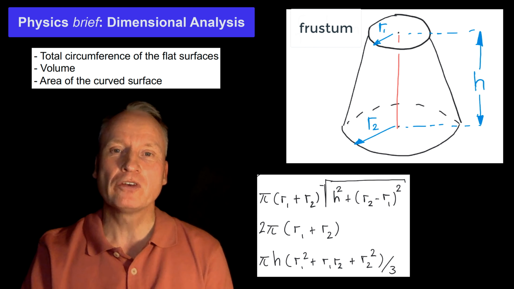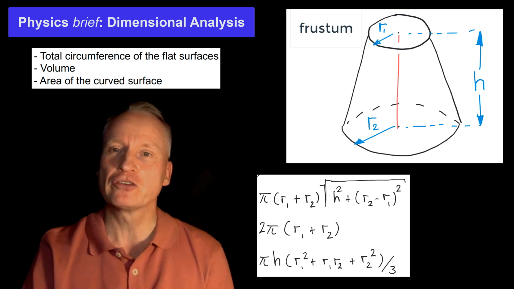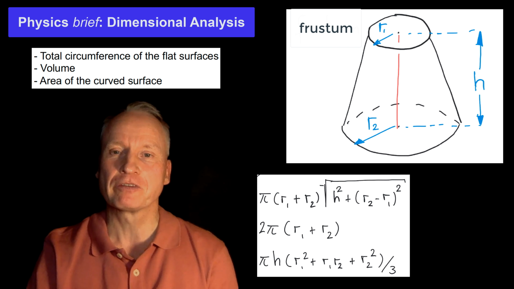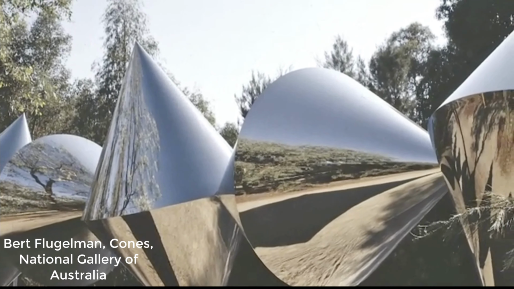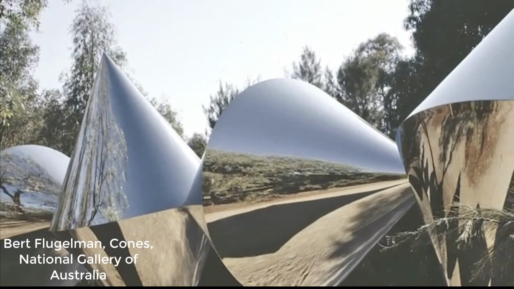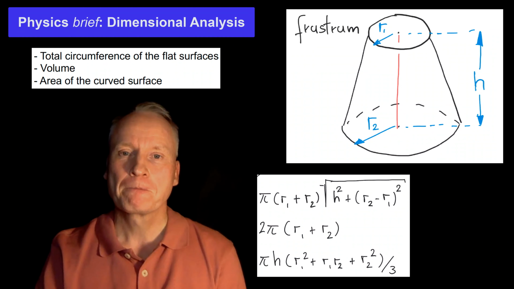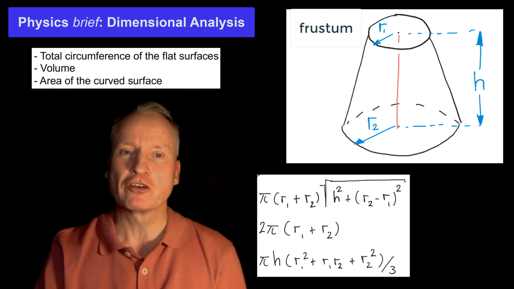How do we know which equation is what? Which equation tells us the volume? Which equation tells us the total circumference of the flat surfaces? And which equation tells us the area of the curved surface? We can work this out using dimensional analysis.